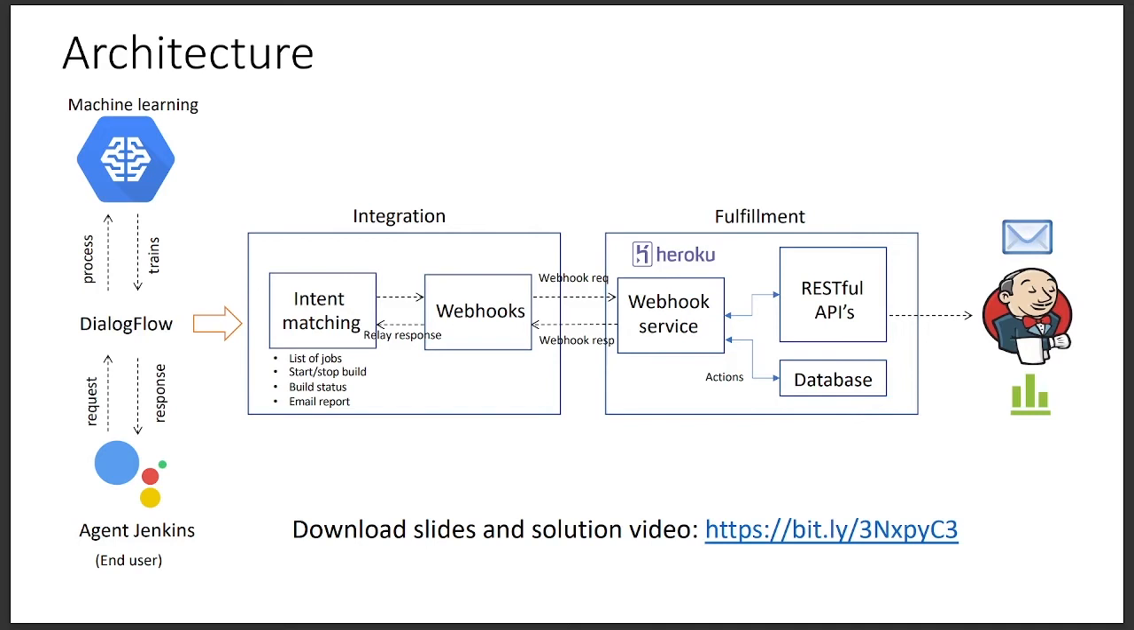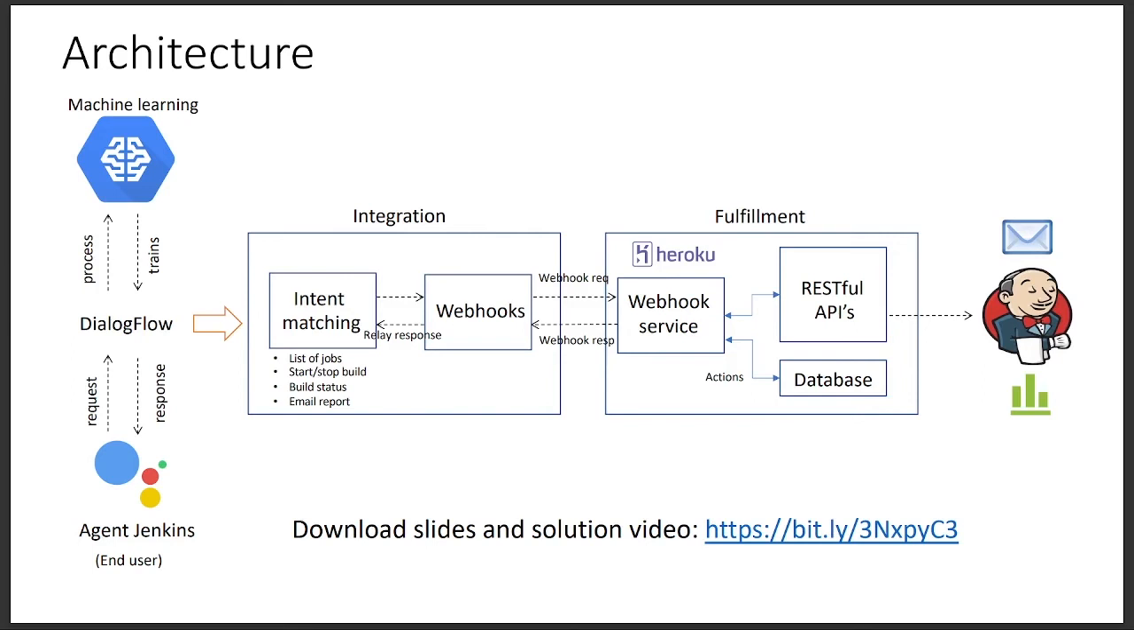The architecture of the system involves two blocks: an integration block and a fulfillment block. The integration block consists of something called intent matching. An intent is basically an end user's expression. Intent matching means matching the expression provided by the user against a set of known phrases. If you want to say "start a build", the word "start" would resemble an intent for you.